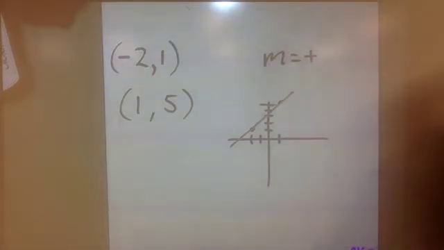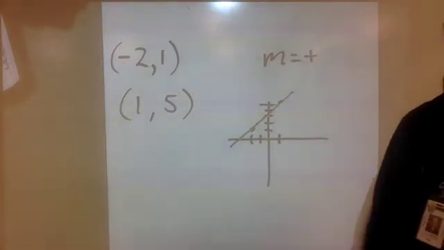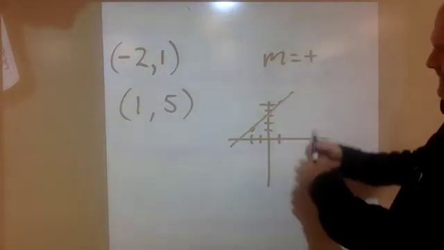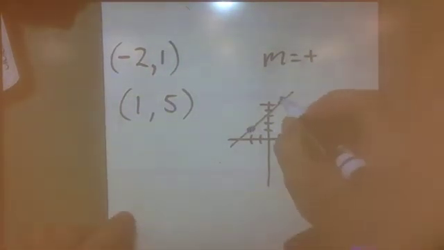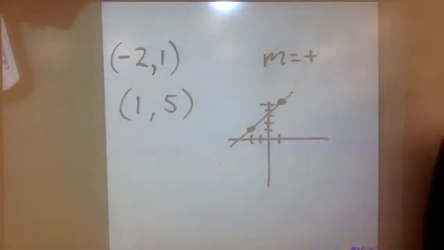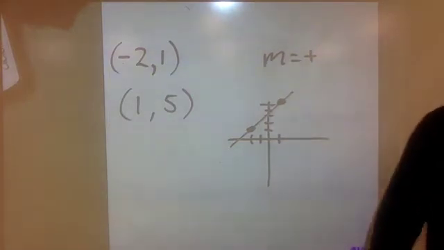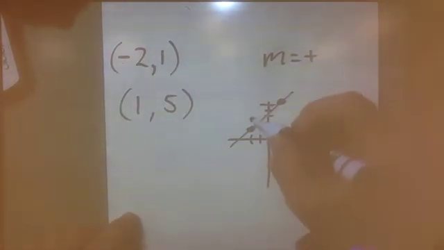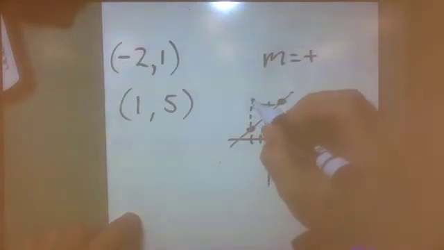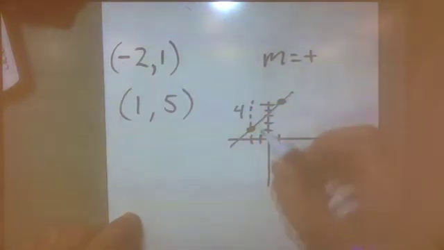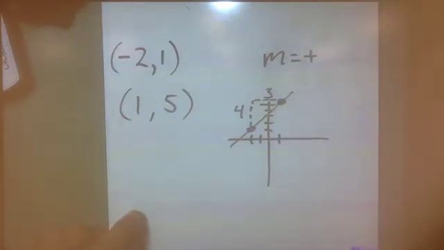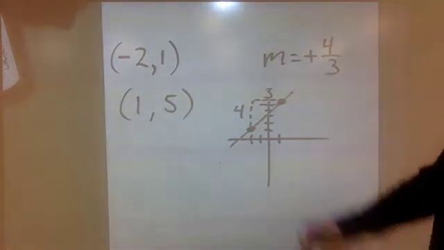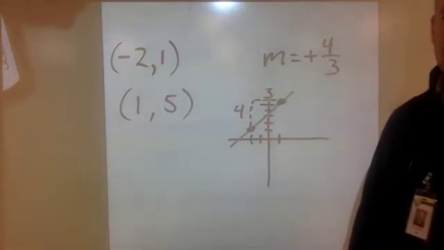All right, now to come up with the actual number. There's a couple different ways to do this. If you've already graphed it, you've got your points on there, you can just count rise over run, how far up and how far over from one point to the next. So you're going up from 1 up to 5. That's 1, 2, 3, 4 spaces up. And you're going over from negative 2 to 1. That's 3 spaces over. Rise over run is 4/3. So you could do this whole problem just with the graph if you prefer to do it that way.